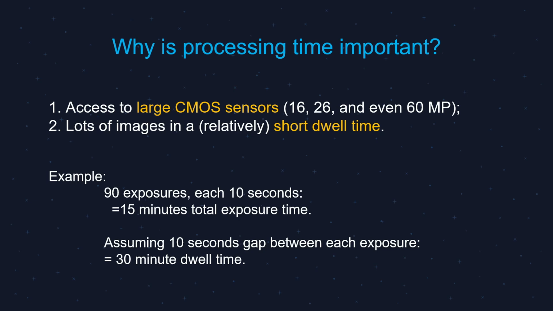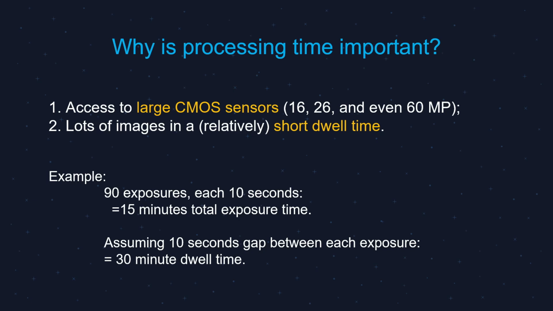So for example, if you're capturing these fast-moving objects, your exposure time is relatively short. So if you take 90 exposures of a field of view each 10 seconds in exposure time, that's 15-minute total exposure time. And if you were to have some gap between them, say also 10 seconds, then now you've got a 30-minute dwell time. So you would not want to take 46 minutes to process 30 minutes of data.